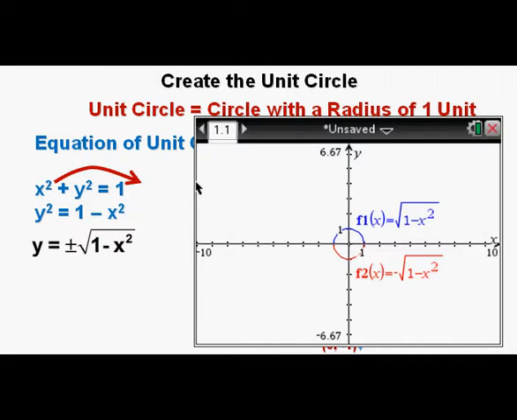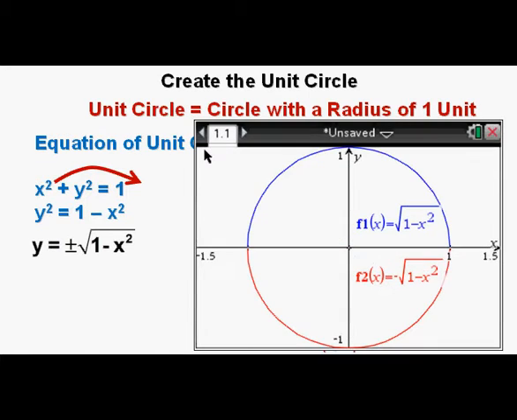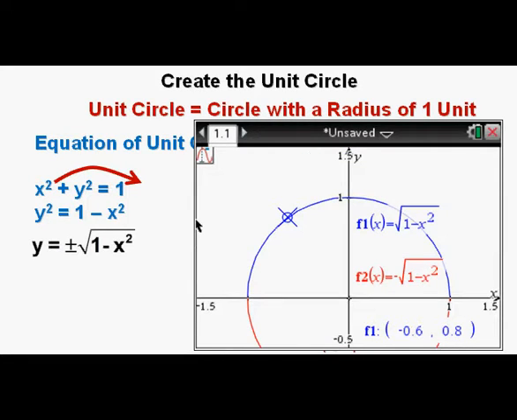And to graph, we need to enter two functions to compose the circle, the plus function and the minus or negative function. And here they are entered into the graphing calculator. And here they are now graphed with the window adjusted for a better view. The blue semicircle on top is the plus function, and the red semicircle on the bottom is the negative function. We can use the graph trace feature and evaluate points around this unit circle.